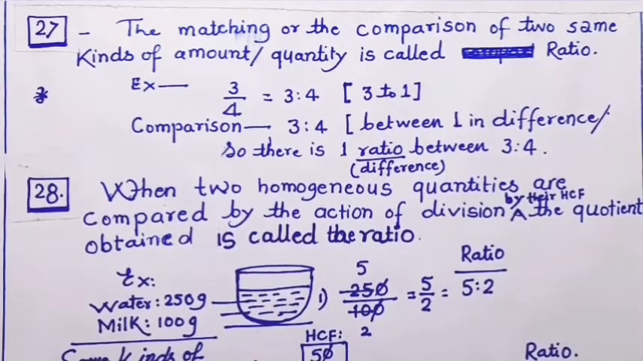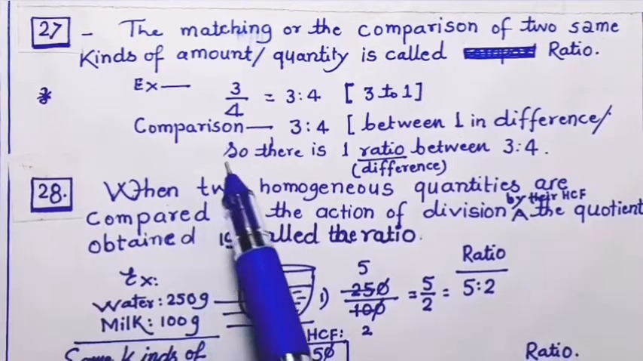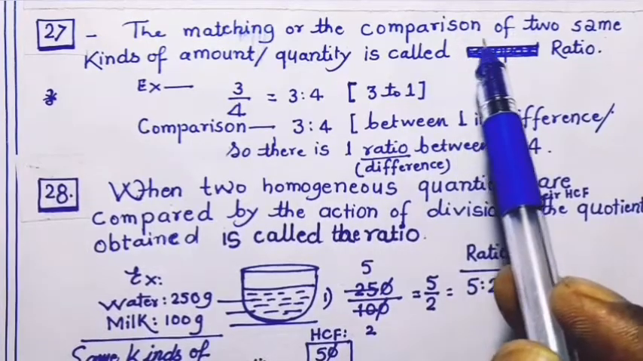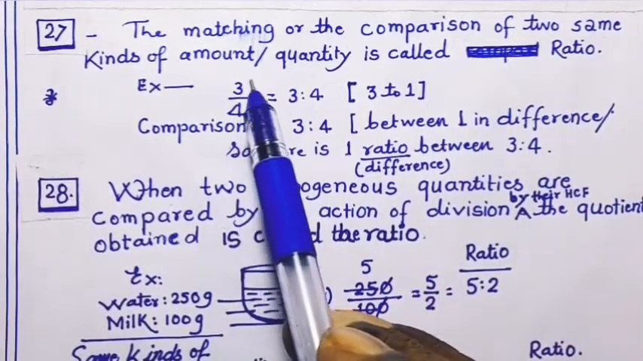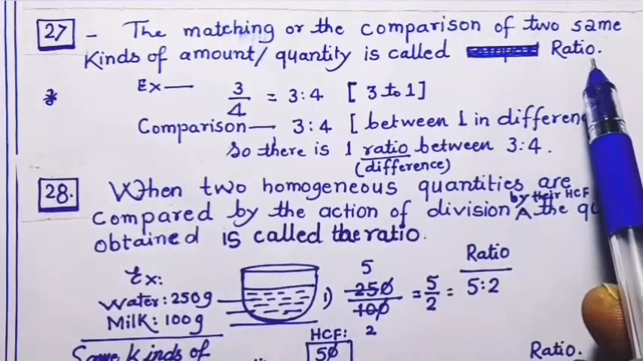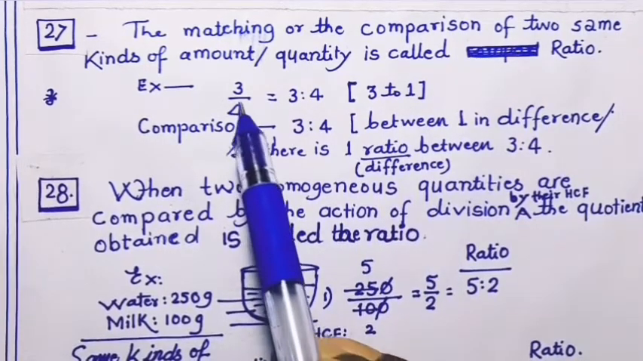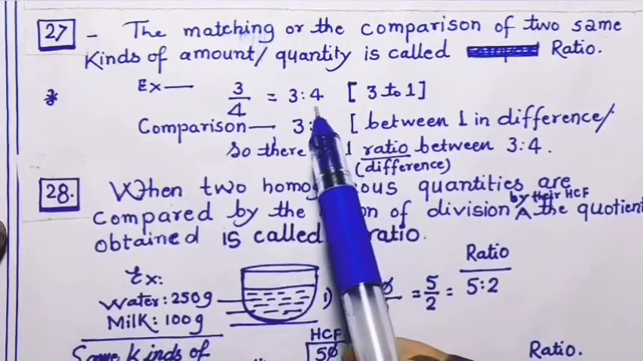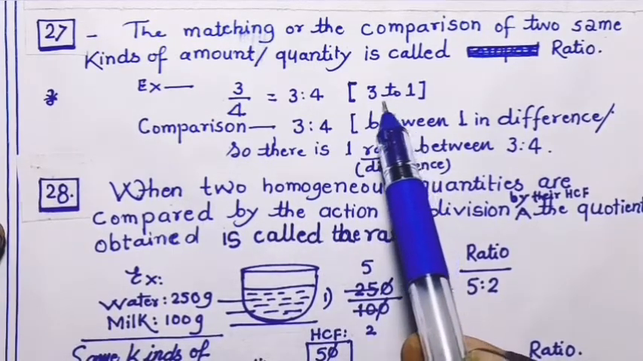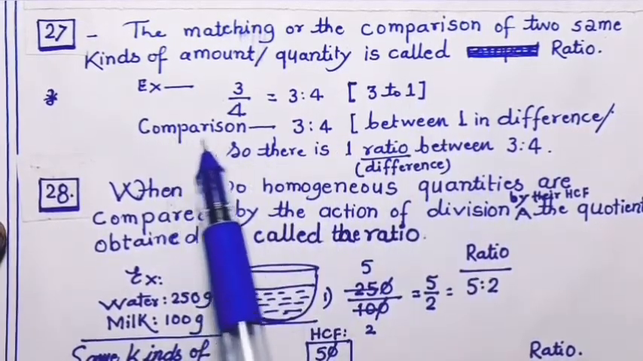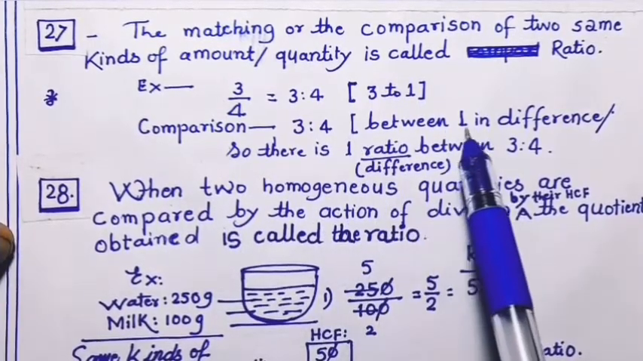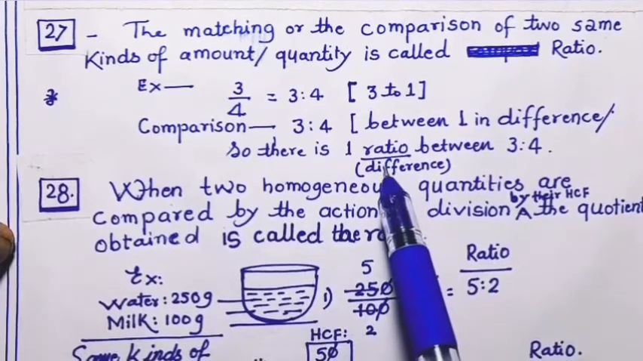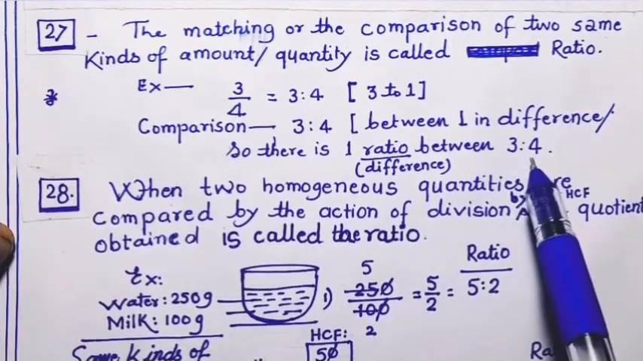At number 27, it is written that the matching or the comparison of two same kinds of amount or quantity is called ratio. You can see here the example 3 by 4 equals 3 to 4. So 3 to 4, here comparison 3 to 4, there is one difference between them.